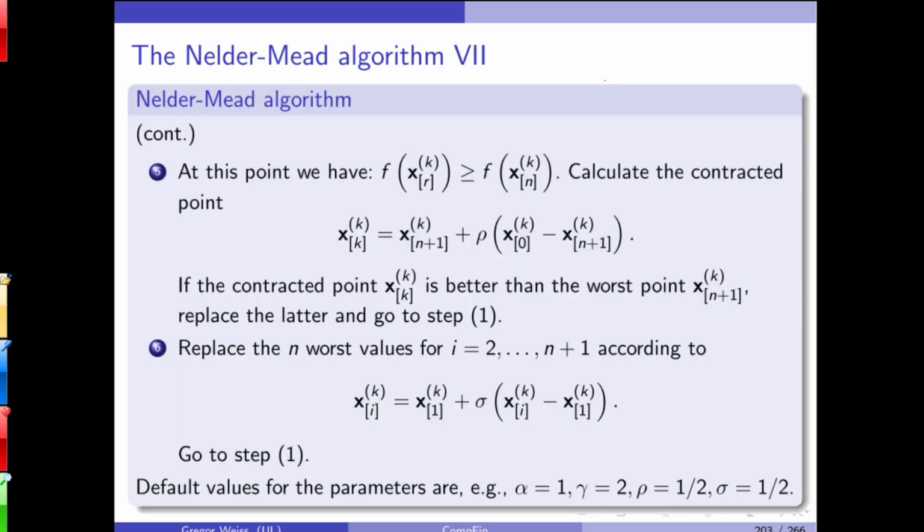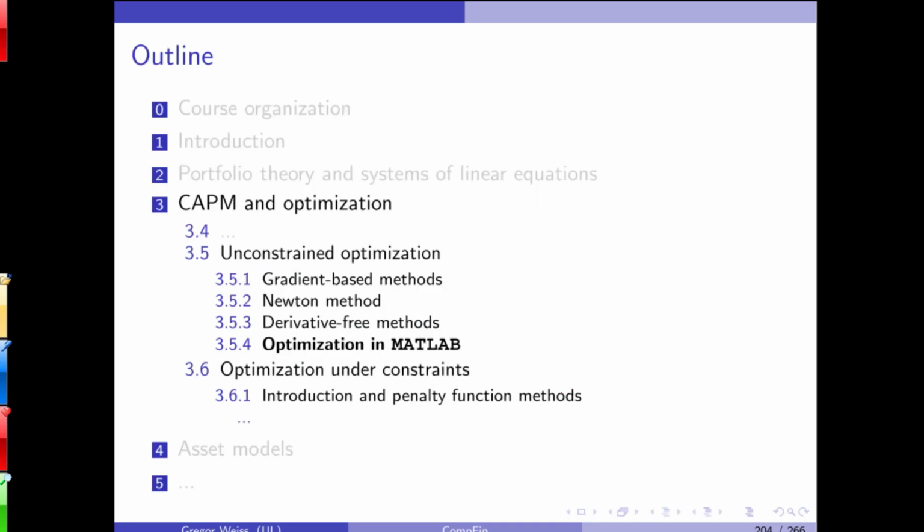And as you can see, we have some parameter values here: alpha, gamma, rho, and sigma. These are some common starting values for these parameters that give you information on how much you should go in the direction of the best value, by how much you should contract this point, and so on. But the nice thing with the Nelder-Mead algorithm is you don't need any derivative. You don't need the function. You only need a set of function values x and f of x. And then you can start your optimization. And this is a derivative-free algorithm.